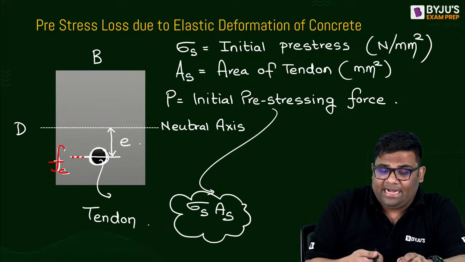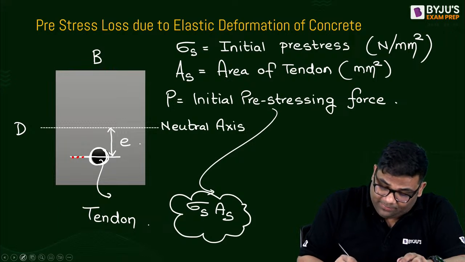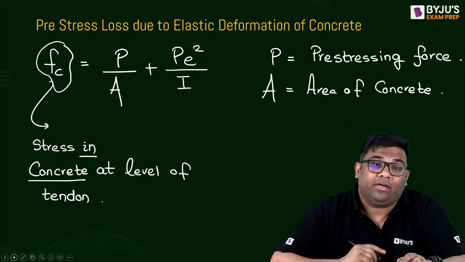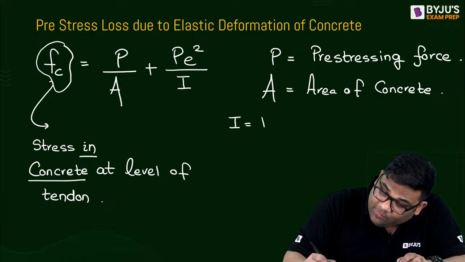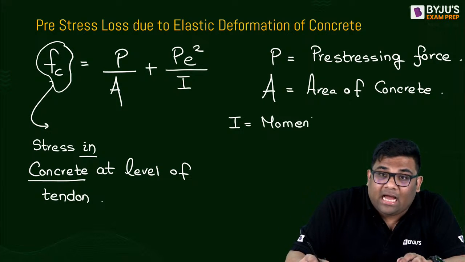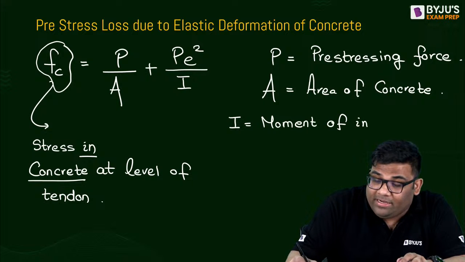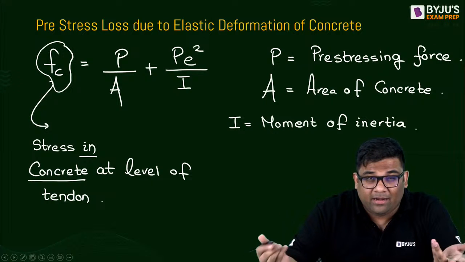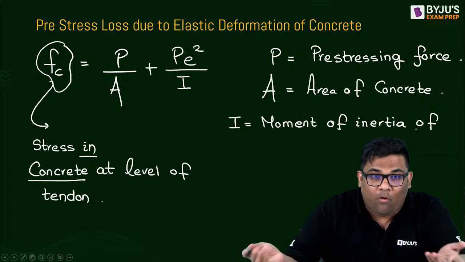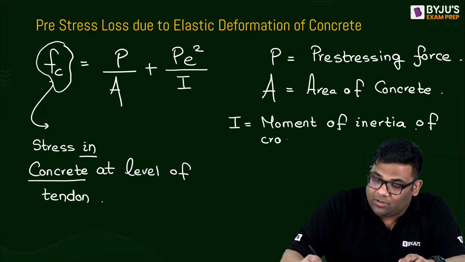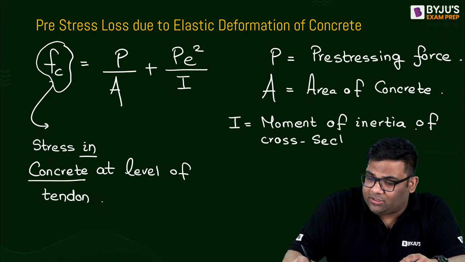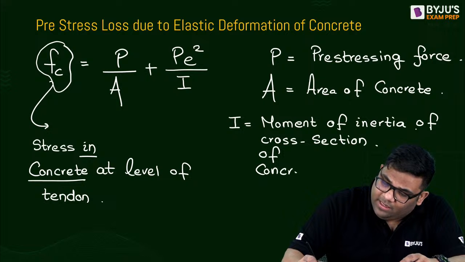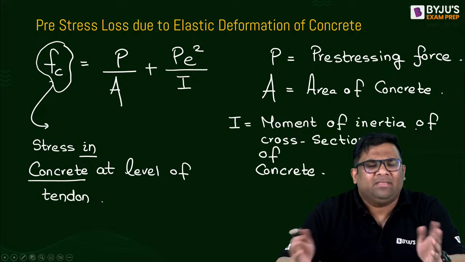So what is the stress in concrete at level of tendon? That is your Fc. So here what I am dividing? I am dividing the area of concrete. Now I is the moment of inertia. Of what? Of the cross section, which cross section? Cross section of concrete.